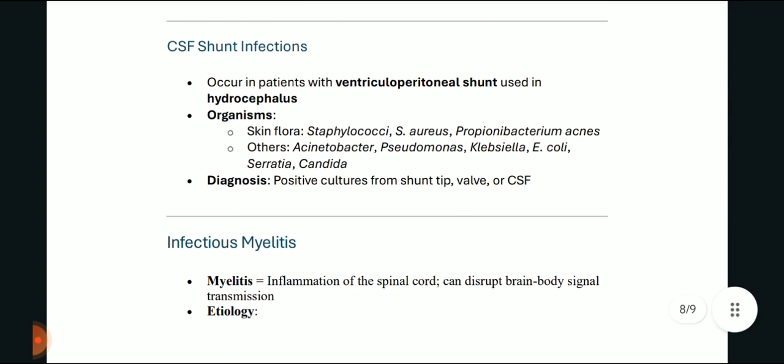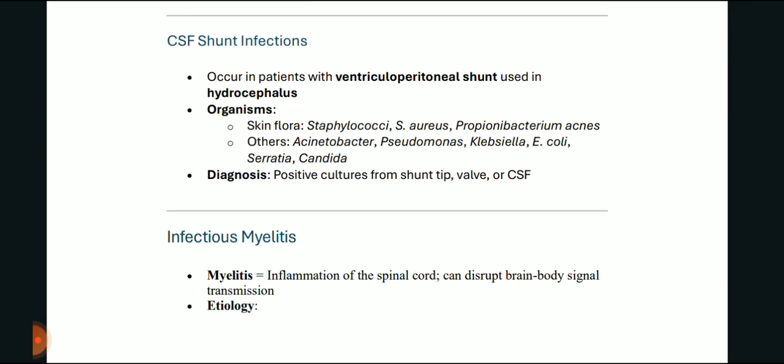Now, there can be some CSF shunt infections. These occur in patients with ventriculoperitoneal shunt used in hydrocephalus. Organisms involved are skin flora organisms like Staphylococci, Staph aureus, Propionibacterium acnes, and other causes like Acinetobacter, Pseudomonas, Klebsiella, E. coli, Serratia, and Candida. The diagnosis is by positive cultures from shunt tip, valve, or CSF.